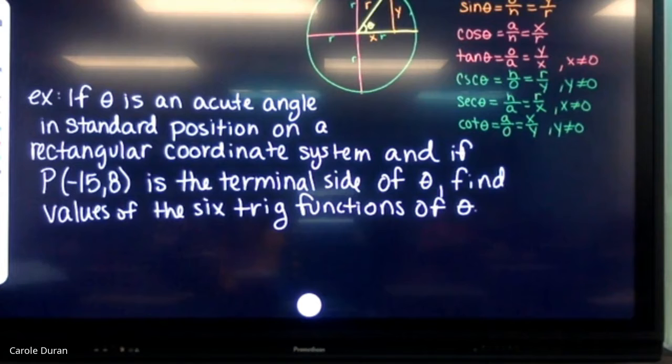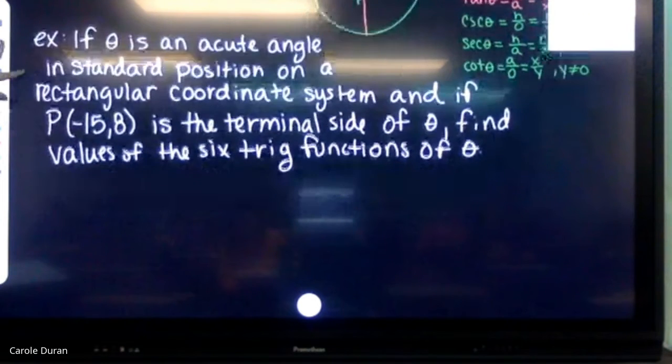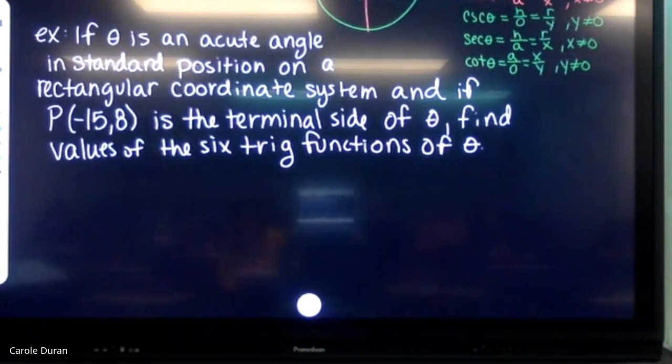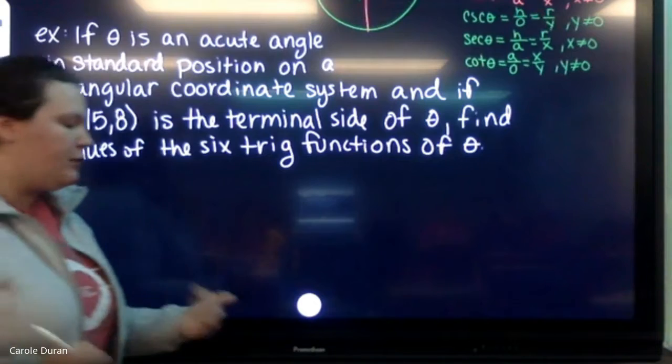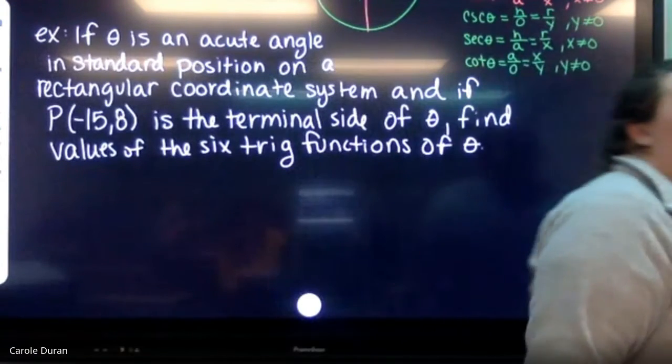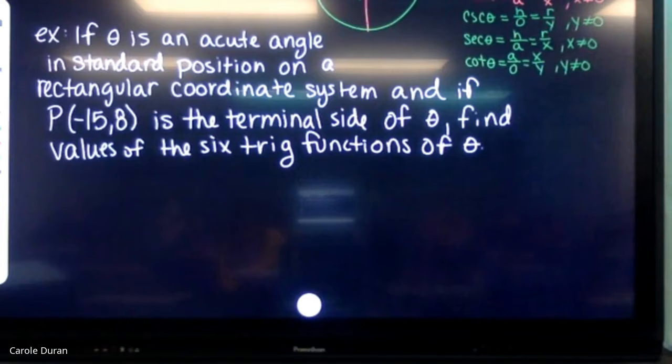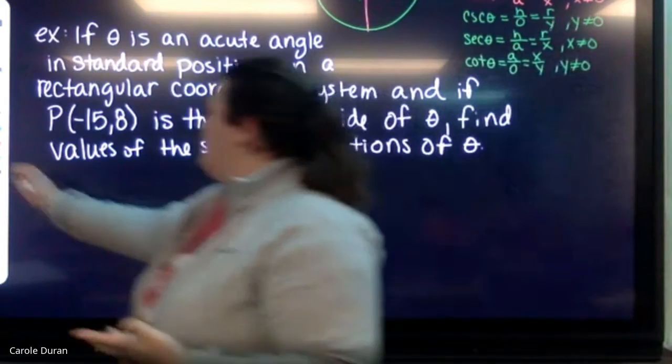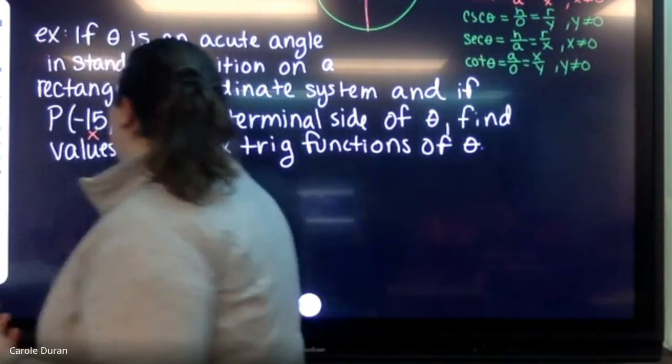If theta is an angle in standard position on a rectangular coordinate system, and if the point P, negative 15, 8, is on the terminal side of theta, find the values of the 6 trig functions of theta. Before I can really start this, I need to figure out which information I have. I have x and y because I have a point where negative 15 is x and 8 is y.